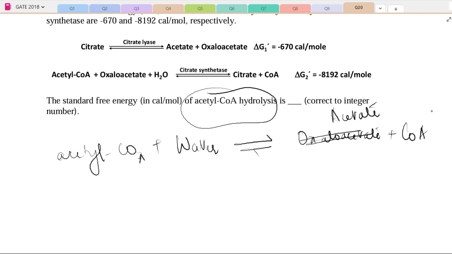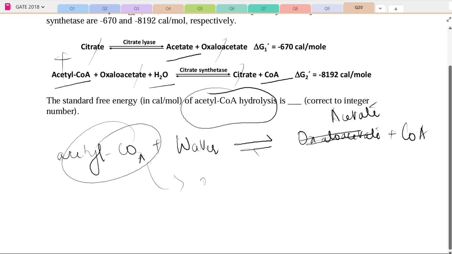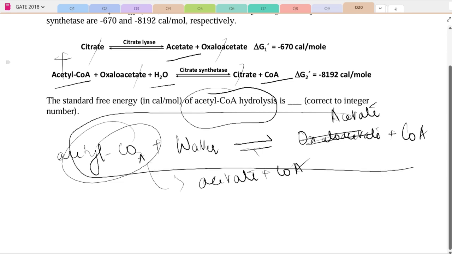So if this is the overall reaction, what you have to do from these two equations is just add them. When you couple these two reactions, the citrate gets cancelled and the oxaloacetate also gets cancelled. That leaves the reactants as acetyl-CoA plus water and the products as acetate plus CoA. Because this is a hydrolysis, you expect acetyl-CoA to get broken down into acetate plus coenzyme A.